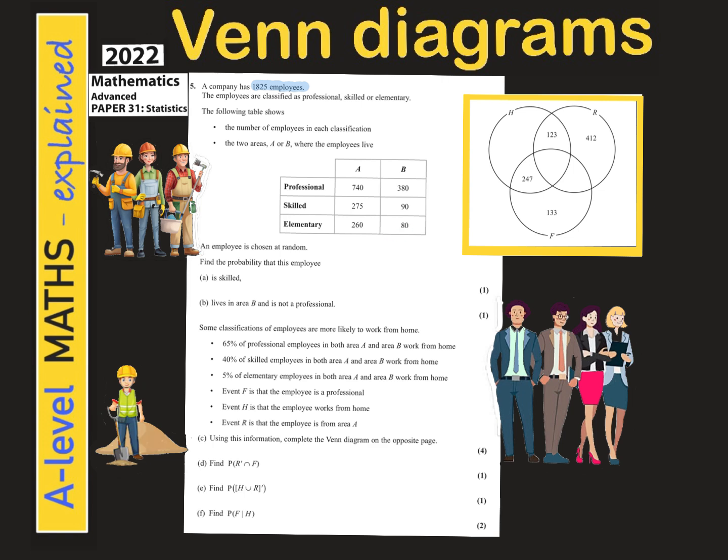Also, the table tells us the two areas, A and B, where the employees live. There are 740 professionals, 275 skilled, and 260 elementary workers that live in area A. And there are 380 professionals, 90 skilled, and 80 elementary that live in area B. If we add all these numbers together, then we will get 1,825, which is the overall number of employees in the company.